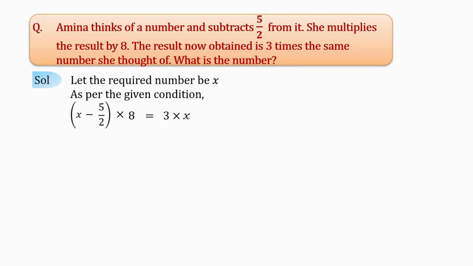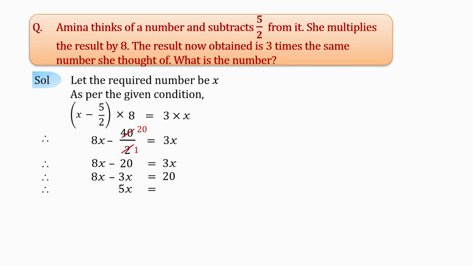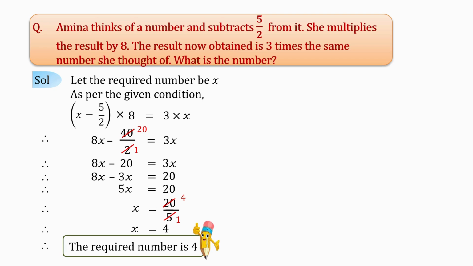Now we are going to remove the bracket and solve this equation. Now we will shift the variables and numbers. So what we got is x equal to 4. That means Amina thought of the number 4.